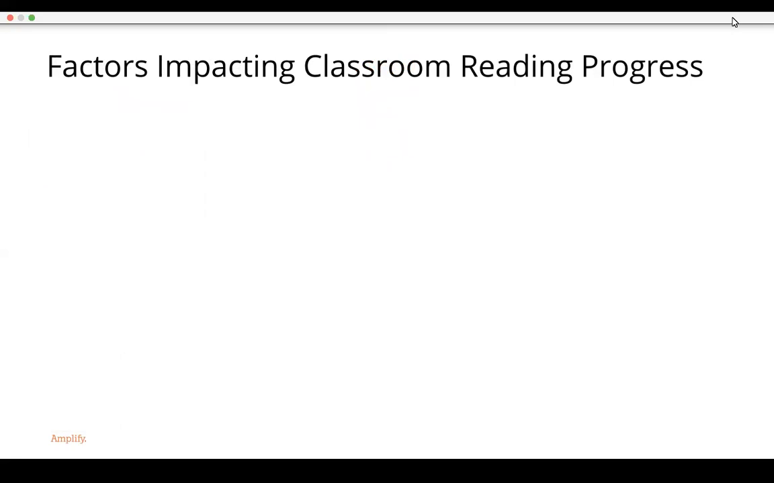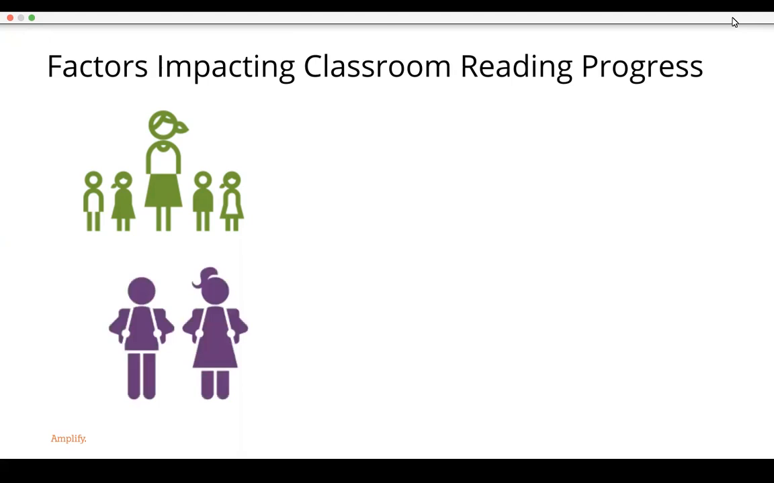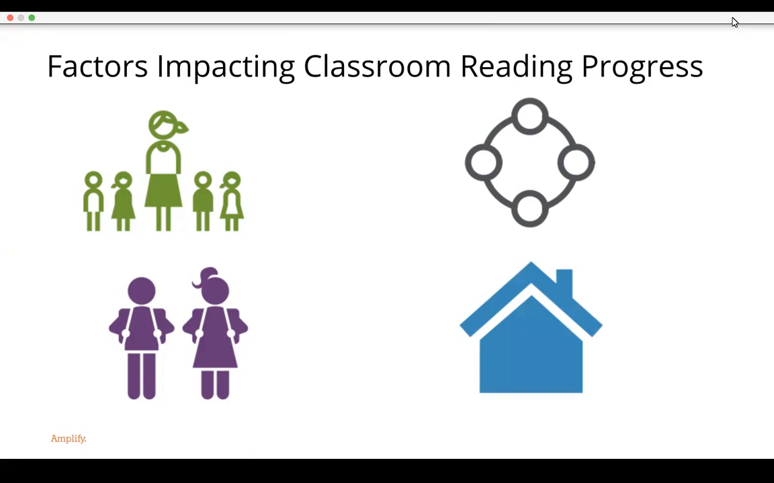There are multiple factors that impact classroom reading progress, and these are all things that inform conversations about the effectiveness of the system of instruction at the classroom level. Let's take a look at each one. The first is teacher-related factors, such as implementation fidelity of the reading instruction and classroom management. We also have student-related factors such as attendance and learning difficulties. System-related factors include the core reading curriculum, availability of effective supplemental materials, and instructional time. And finally, home and community factors such as student mobility.